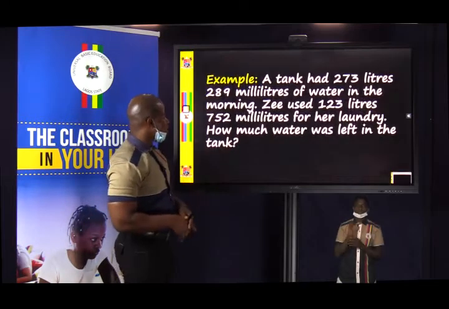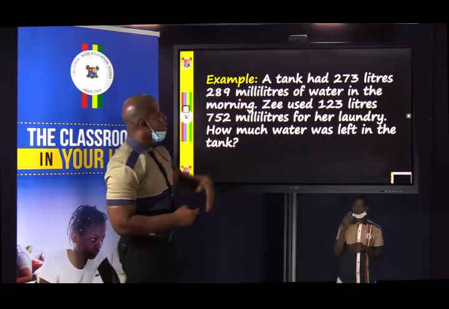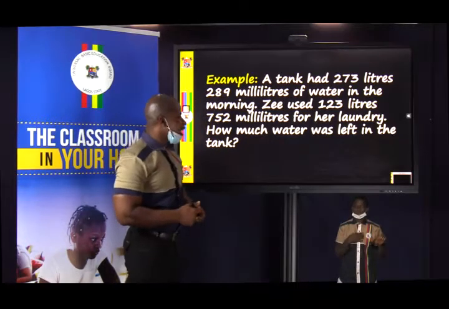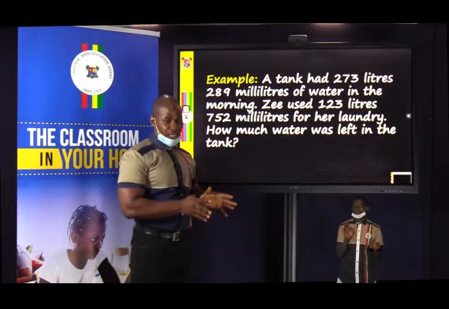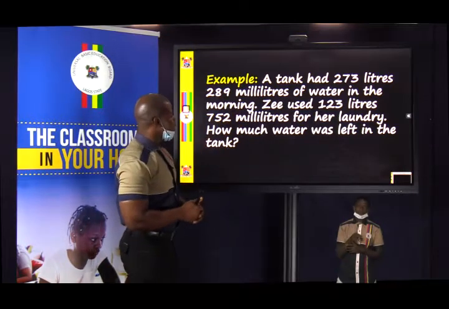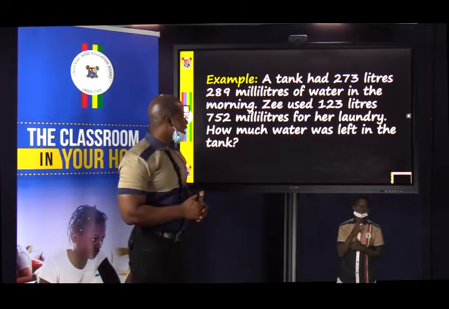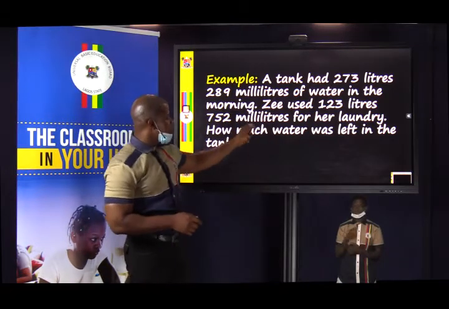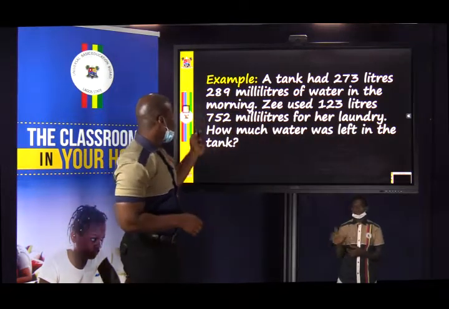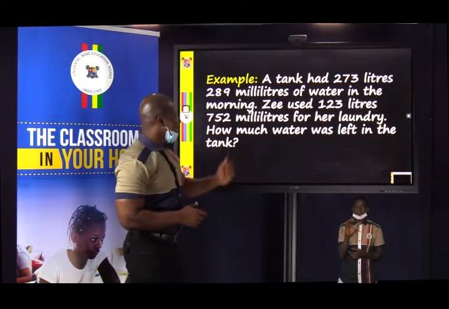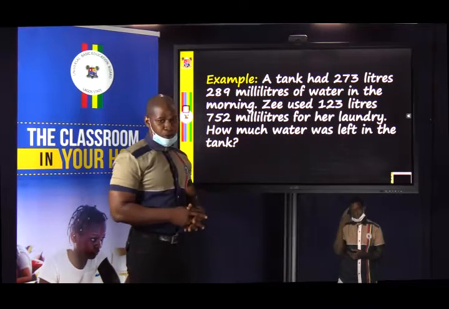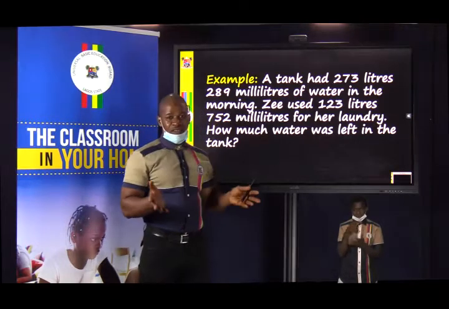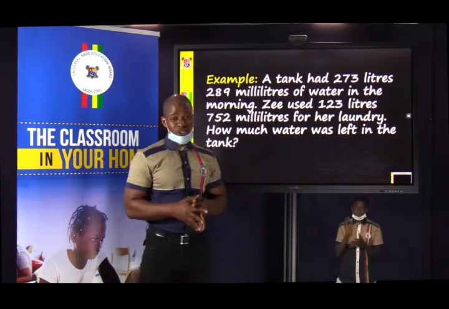Subtraction of capacities, let's see. A tank had 273 liters, 289 milliliters of water in the morning. Now, Z used 123 liters, 752 milliliters for her laundry. How much water was left in the tank? What kind of operation will this be? Of course, it is subtraction.